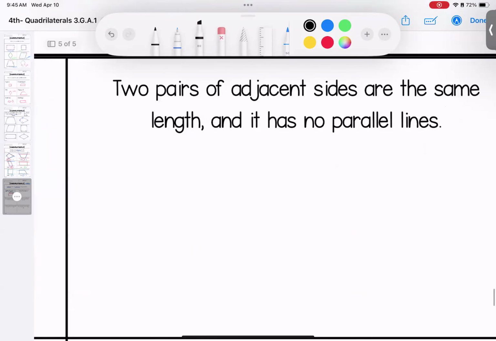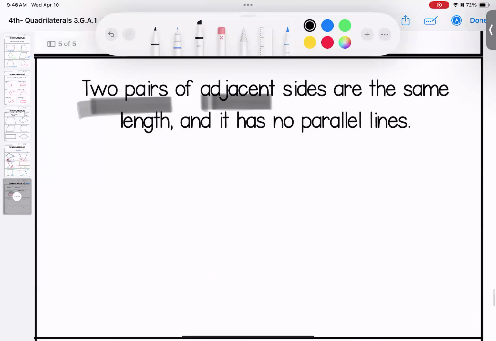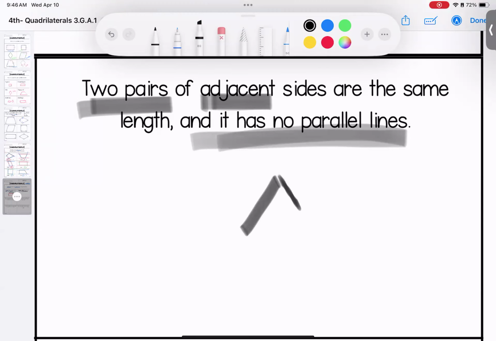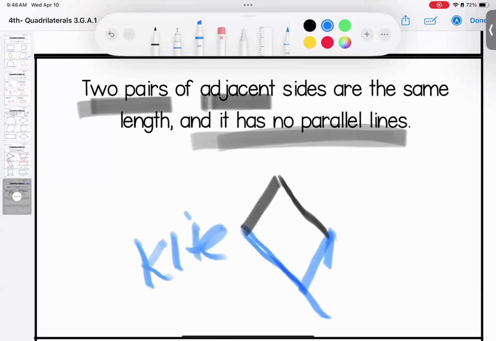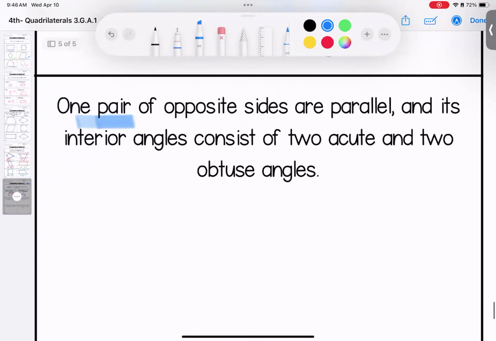Over here, two pairs of adjacent sides are the same length, and no parallel lines. So adjacent are the same. Adjacent are the same. This is a kite. I should make these a little bit longer. This is a kite.